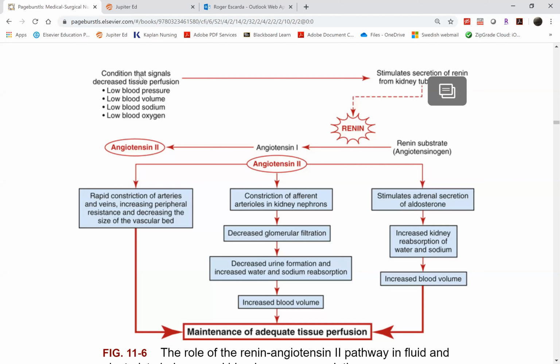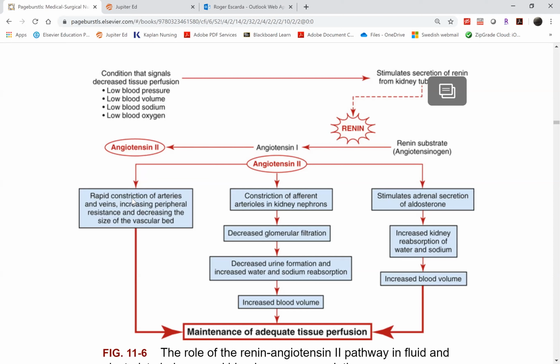So it doesn't have to be all. One of these is enough to trigger the RAS system. So let's follow the arrows. Here, any of these triggers will cause the secretion of renin. Now, what does renin do? Renin causes the release of angiotensin 1. The angiotensin converting enzyme, which is released from the lungs, will turn this into angiotensin 2.